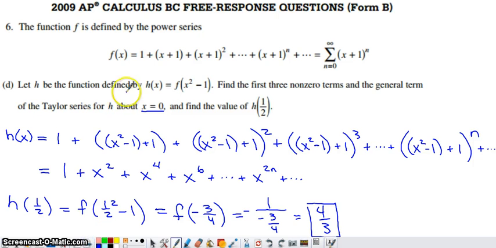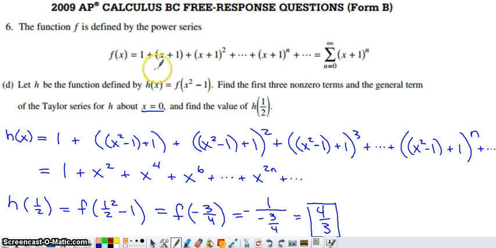And then the last part of this, part D, defines a new function h. H is dependent on the function f. So we're just creating h by putting x squared minus 1 in place of the x's in f. We want to find the first three non-zero terms in the general term for the Taylor series for h about 0, and then find the value of h of 1/2. Now, the really long way to do this would be to try and use the definition of a Taylor series and try and determine that from the ground up.